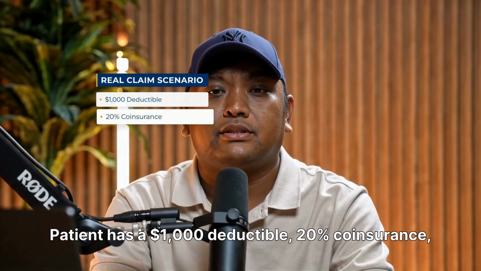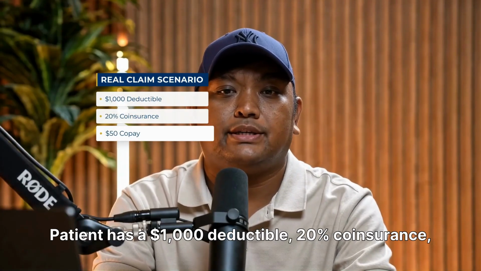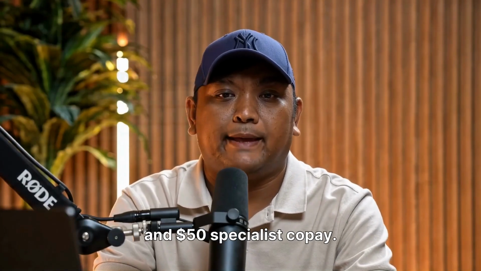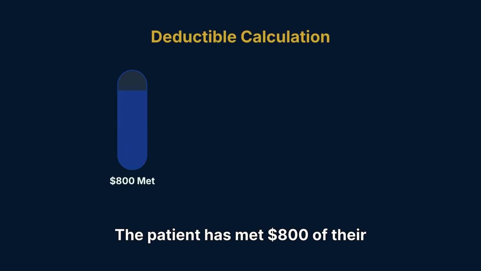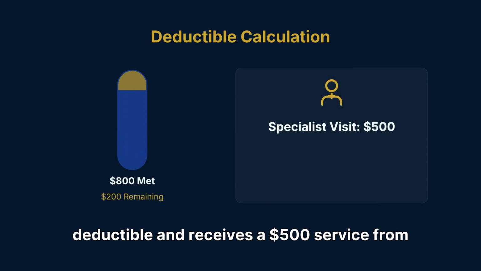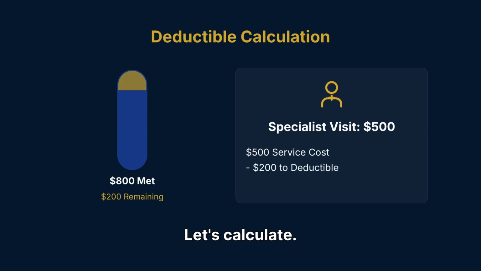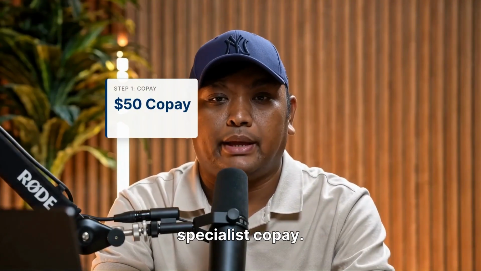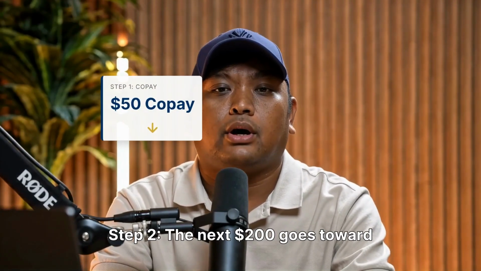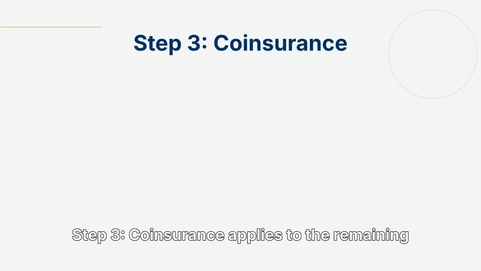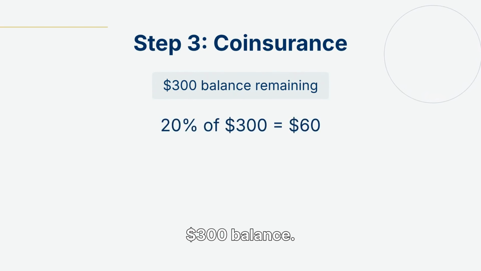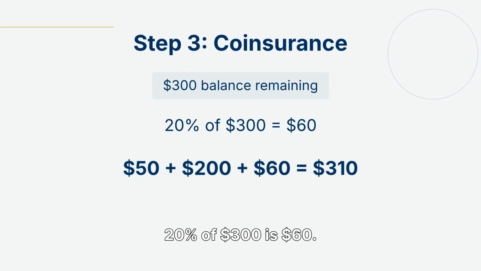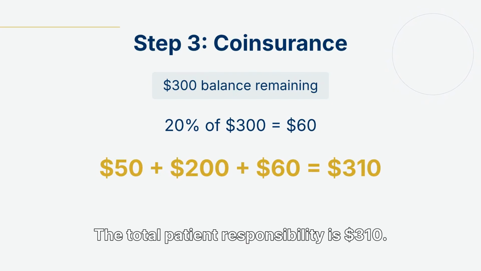Patient has a $1,000 deductible, 20% coinsurance, and $50 specialist copay. The patient has met $800 of their deductible and receives a $500 service from a specialist. Let's calculate. Step 1, the patient pays the $50 specialist copay. Step 2, the next $200 goes toward the remaining deductible. Step 3, coinsurance applies to the remaining $300 balance. 20% of $300 is $60. The total patient responsibility is $310.